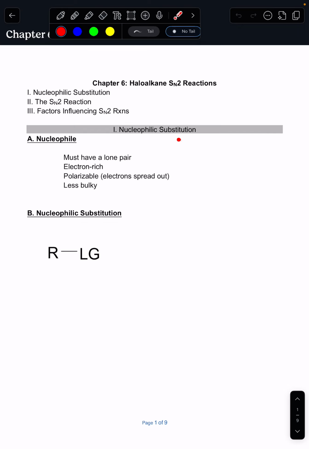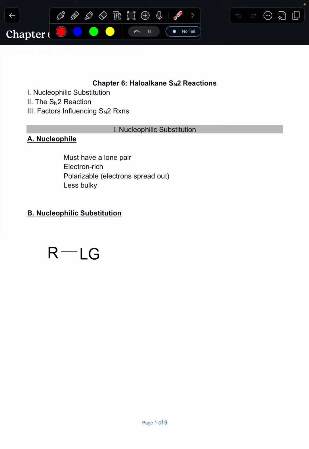So SN2 reaction, it stands for nucleophilic substitution bimolecular. That's what the 2 means, the bimolecular part, and S, of course, is substitution. N means nucleophilic, and so the nucleophile is going to substitute for something, it replaces something, and that something is called the leaving group. But I guess I'm getting a little bit ahead of myself.